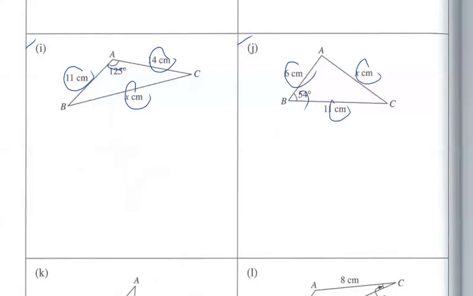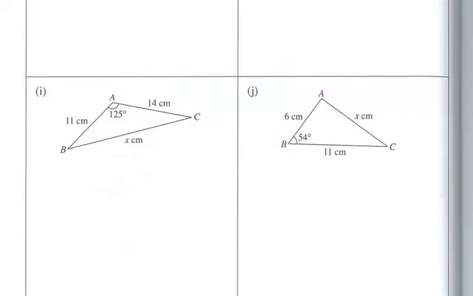So it's a sign for you to use the cosine rule. Okay, what is the cosine rule? The cosine rule looks like this: c squared equals a squared plus b squared minus 2ab cosine big C.